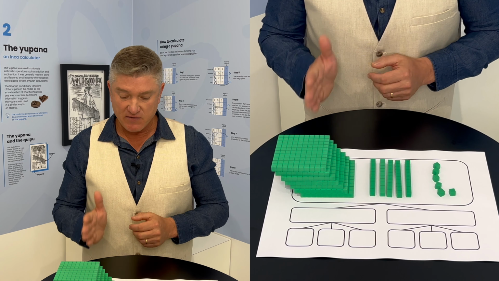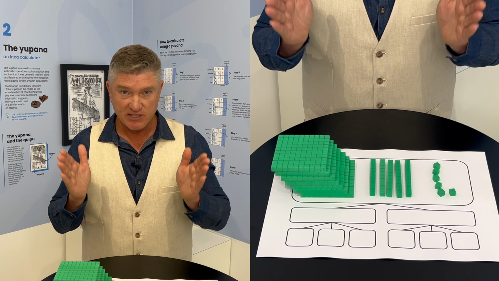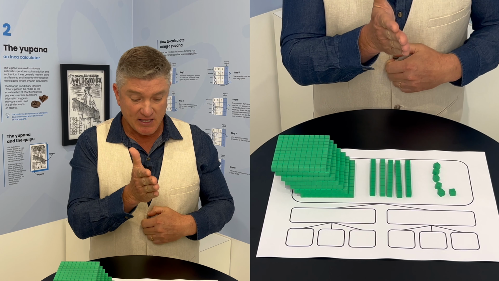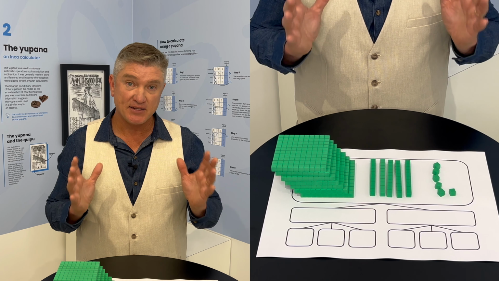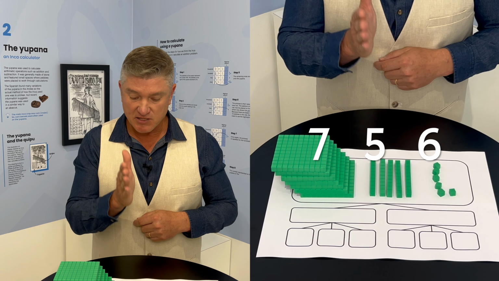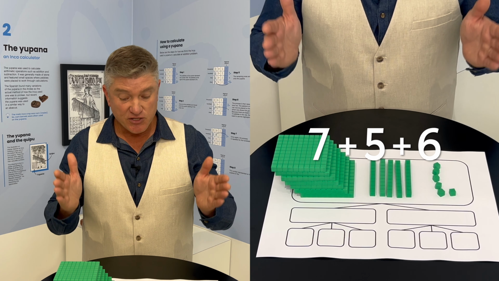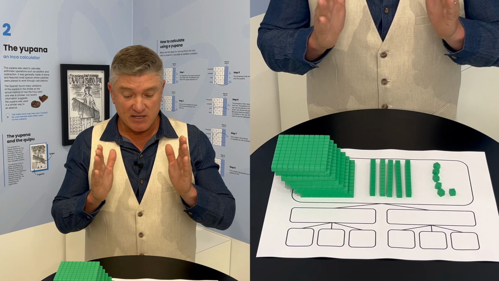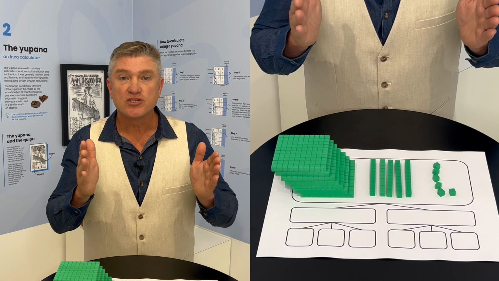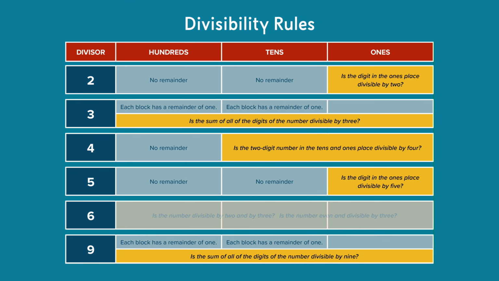So let's look at our number, 756. Without sharing the blocks physically, we know this number is divisible by 2 because the number in the ones place is divisible by 2. Now what about 3? We have to add the digits in each place. 7 plus 5 is 12, plus 6 is 18. We know 18 is divisible by 3, so the entire number, 756, is divisible by 3. So this number is divisible by both 2 and 3, so we can safely say it is also divisible by 6.